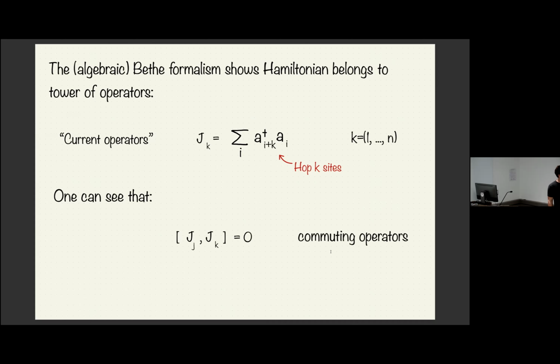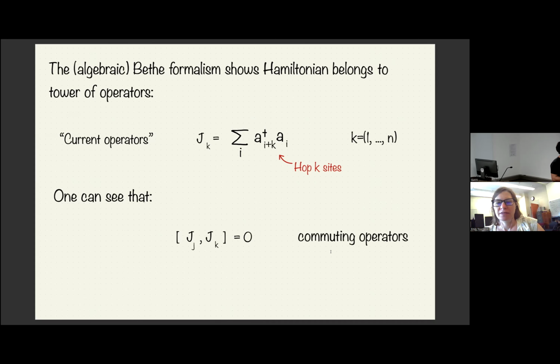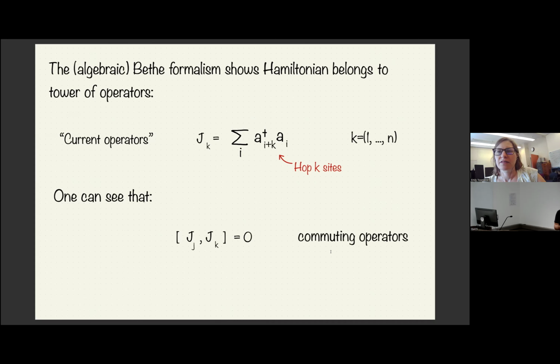So, because for j and k equal to 1, this contains the Hamiltonian, all these currents, higher order currents, they're all symmetries of the system. Okay? So the Hamiltonian is sitting at the bottom of a whole tower of operators, which are all symmetries. And the statement that the system is quantum integrable means that this tower of operators, this whole package of operators, is maximal. So it's a maximal set of symmetries that the system has. So any symmetry, you should be able to write as a linear combination of these currents.